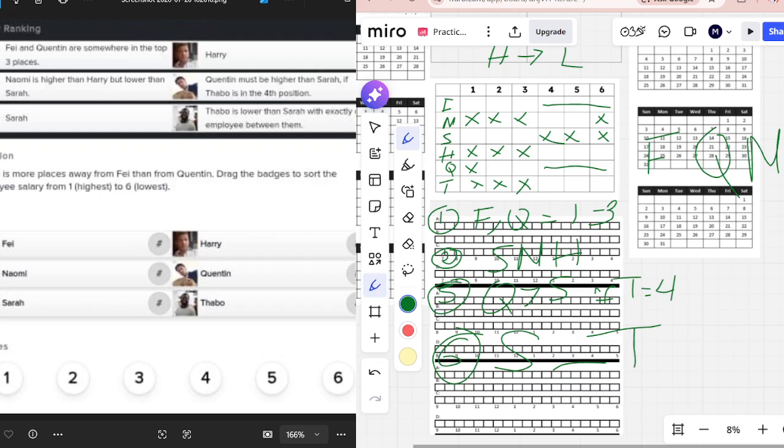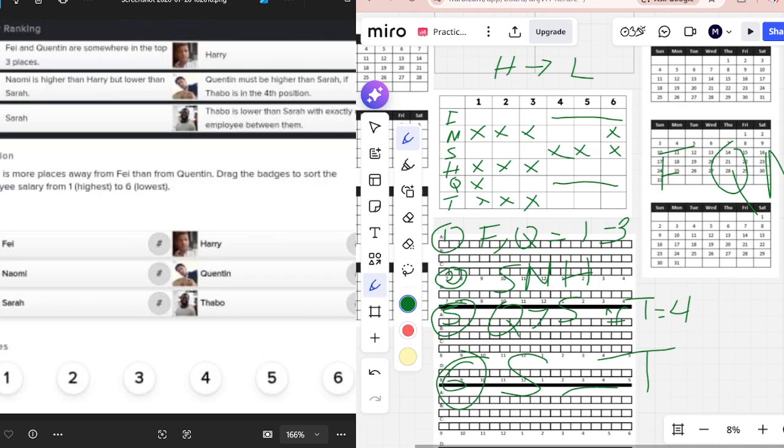So Sarah or Faye would be the first. Okay. Now let's go ahead in looking at it again. Faye, Quintin are in top 3. We have written that. Naomi is higher than Ari. Okay, yes. Naomi can either start from 4 and 5. It means that Ari cannot be 4, because if Naomi starts from 4, it has to be higher than Ari. Beautiful.